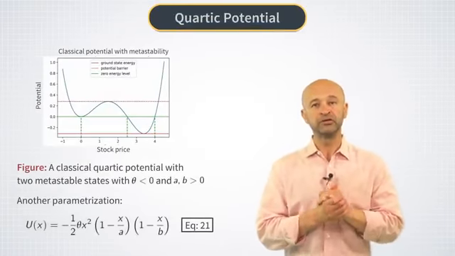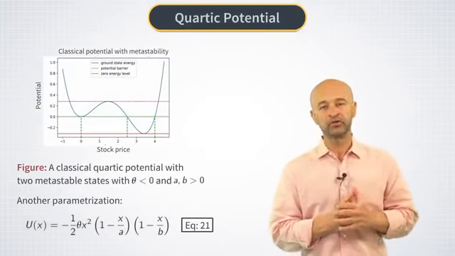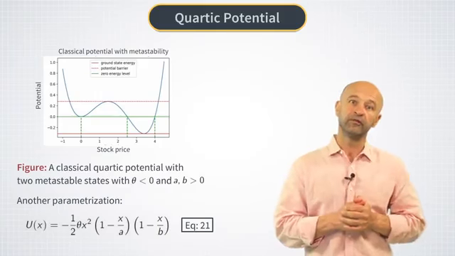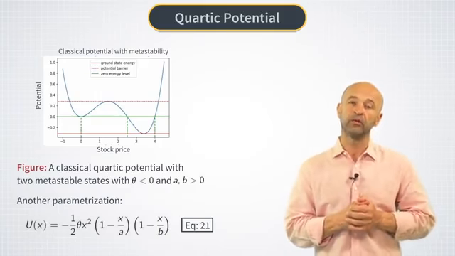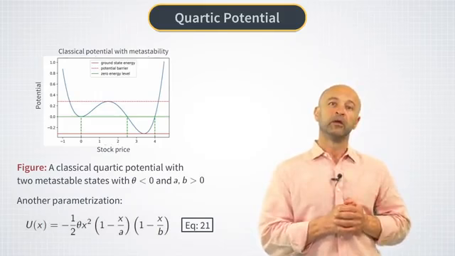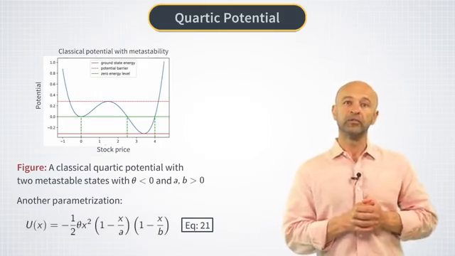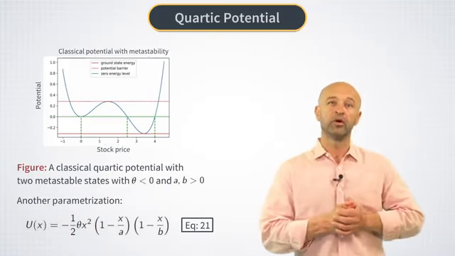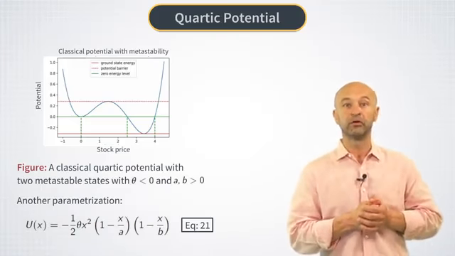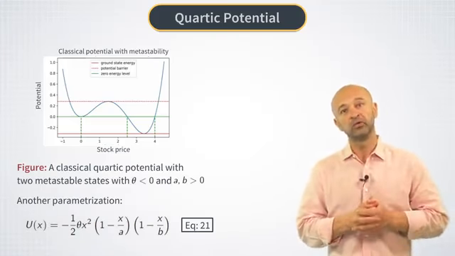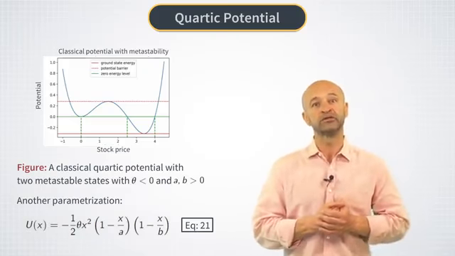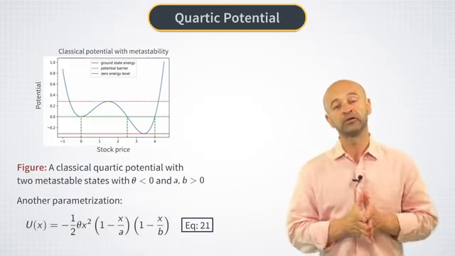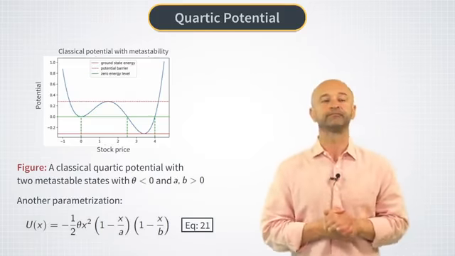In this first example, I show you a potential that is obtained if we take theta less than 0 and parameters a and b positive. The potential has two minima. The minimum at x equals 0 is a local minimum, whereas the minimum at approximately 3.5 is a global minimum. In between these two minima, there is a maximum at approximately x equals 1.3.